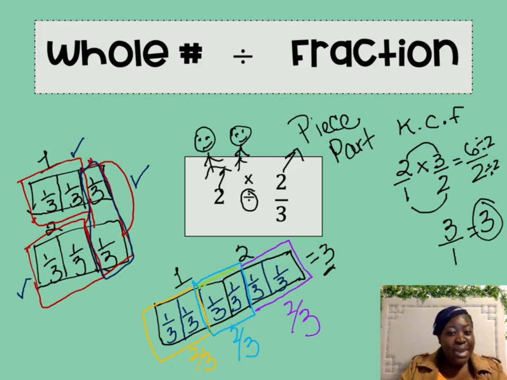Again, there are many ways to solve a problem in math. We just have to know what strategies to use and understand what the problem is asking us. Let's look at another way that we can solve this.